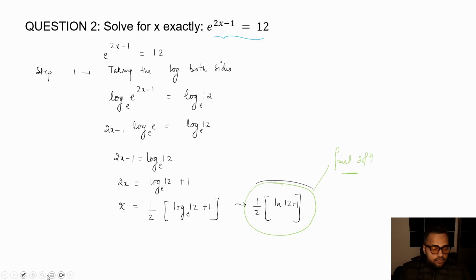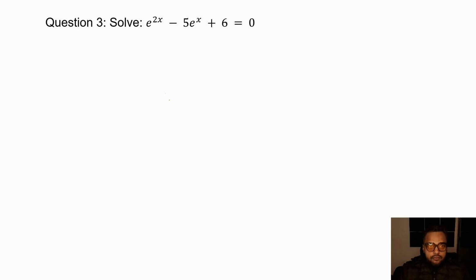Okay, now let's move further. I've taken the next question here, and this is also one of the most common questions for A level. They can give the power here as 3x or e raised to the power 4x, but for now, we have taken e raised to the power x. How to approach this question, student?